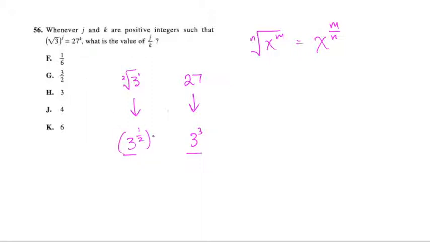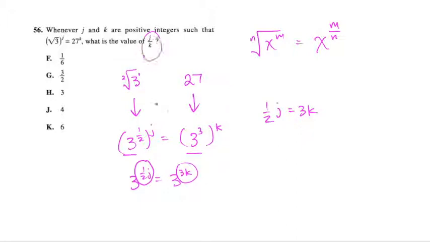So this was raised to the j power, and this was raised to the k power. And what we can do with the exponents is multiply. That's 1/2 times j, and that's 3 times k. So this is really 3 to the 1/2 j equals 3 to the 3k. That means that this is equal to this. We can set those equal to each other. 1/2 j equals 3k.